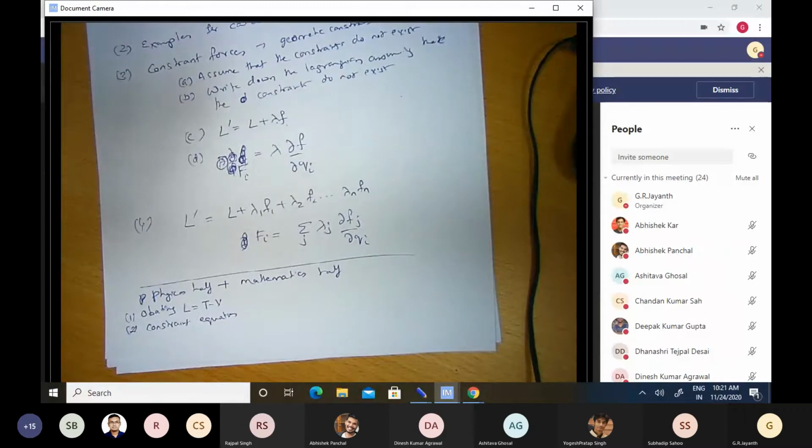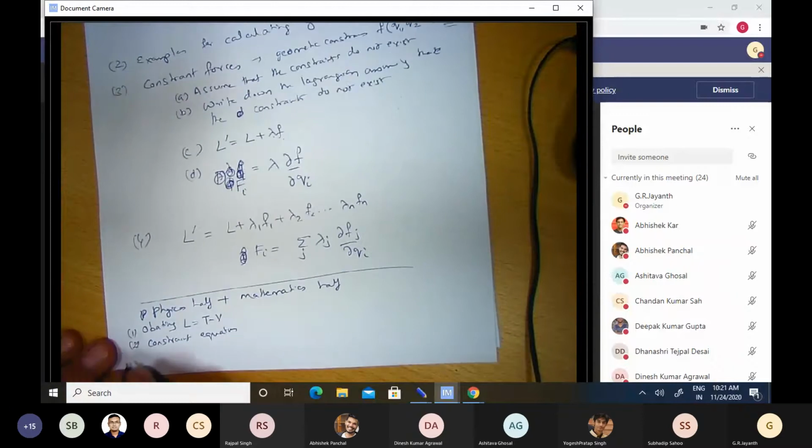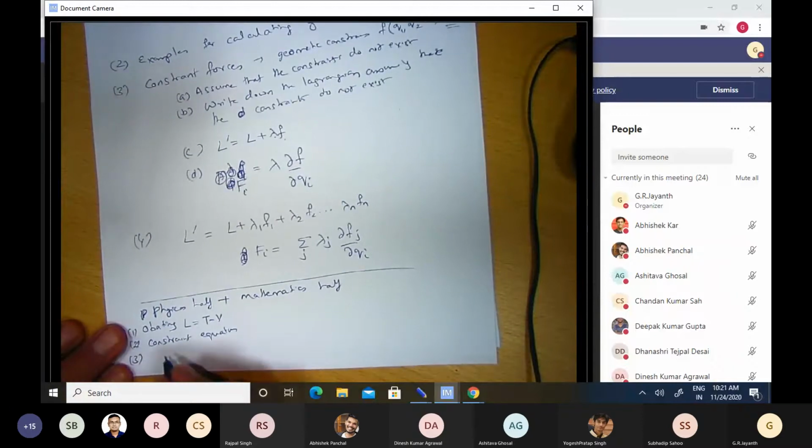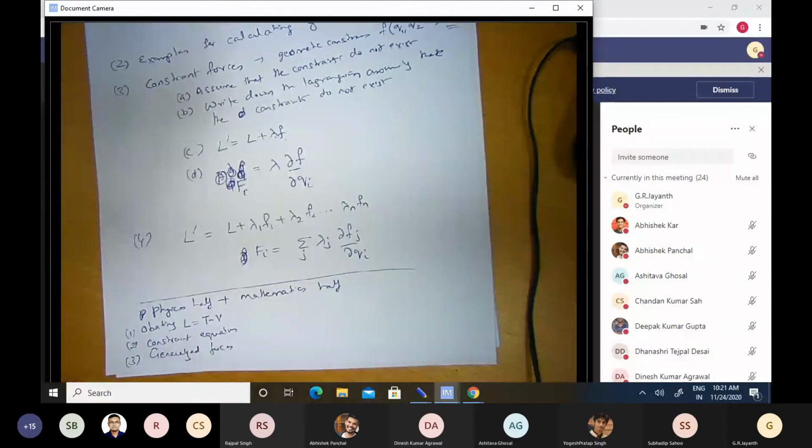If you have a pendulum, you have a certain constraint equation specifying its length to be a constant or whatever else. So that's also dependent on the physics of the problem. And the third thing are the generalized forces. Even obtaining generalized forces requires you to understand the kinematics of your mechanism. Okay. After these three are done, then what follows is just a lot of algebra.